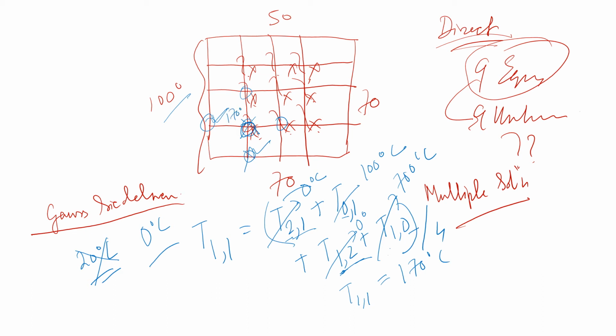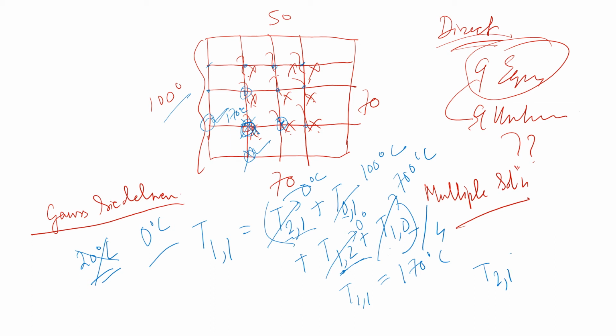So this 170 degrees centigrade will be the temperature of this point, if we assume that all the internal nodes are at 0, that means all these nodes are at 0. But the nodes at the edge will have the temperature of the edge. Okay, here also. Then we go to this point, T21.